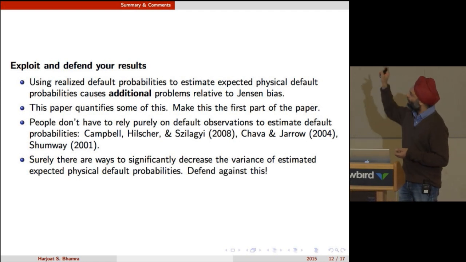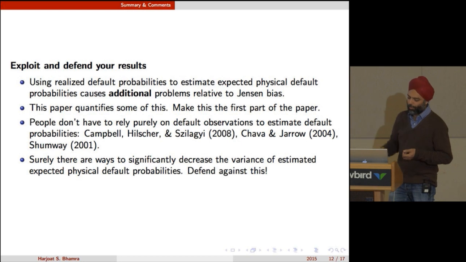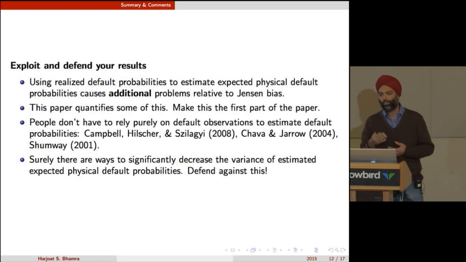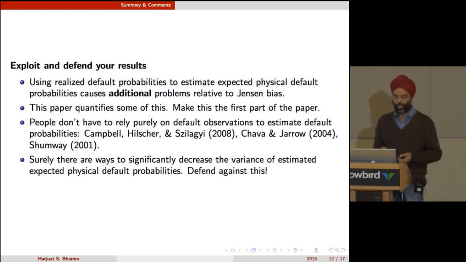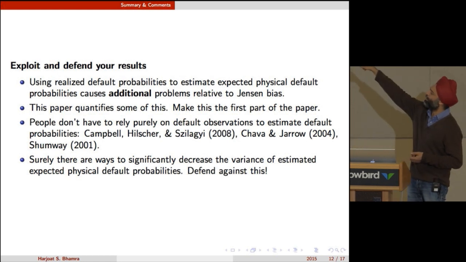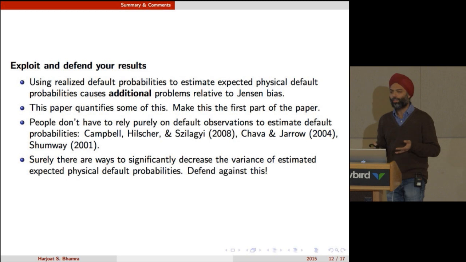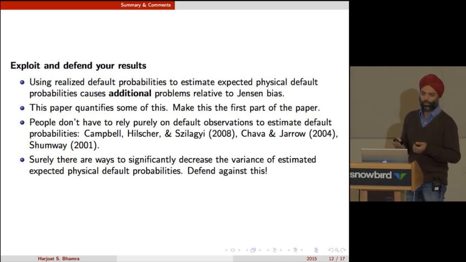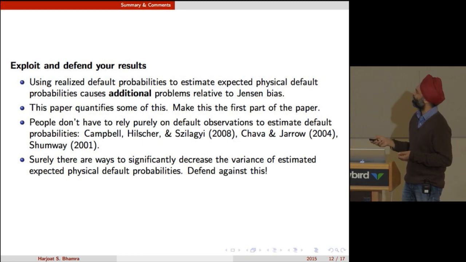But then there are people who don't rely purely on default observations to estimate default probabilities. So the paper's doing that. So you want to essentially preempt people criticizing you on that front. You want to defend against a potential criticism and say, look, we know that if you just use the realized default probability, it's not a great estimate. We can get around that. But I think you probably can argue against this stuff.